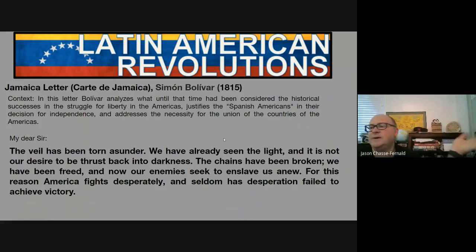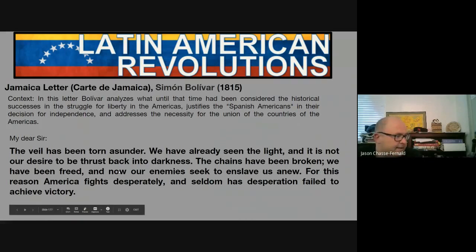So they had in Venezuela, they had already won independence, and the Spanish came and reasserted themselves, and he's up in Jamaica now writing this. Right, so they want to enslave us anew. That's what that's referring to. For this reason, America fights desperately, right, and seldom has desperation failed to achieve victory. You could definitely make an argument on that point.